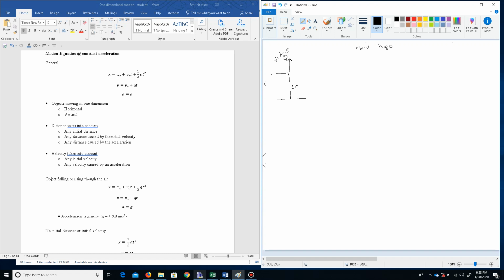Maybe we want to know how long it will take to land. Maybe we want to know what speed it will hit the ground.